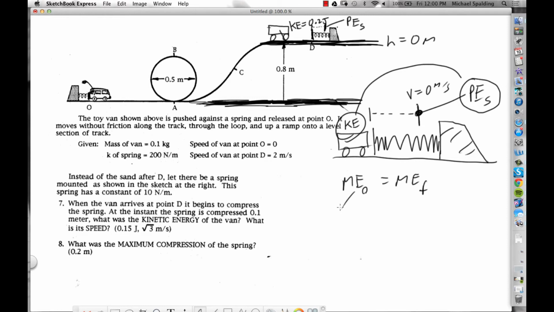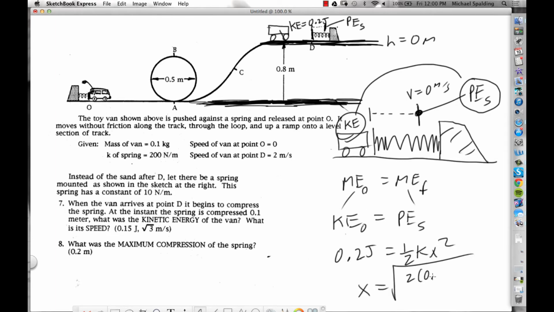What type of mechanical energy do we have before the van hits the spring? We have kinetic. And then what do we have when the van is all the way smushed into the spring? Potential. All right, what was the kinetic before? 0.2. And then that equals 1/2. The equation for potential of spring is 1/2 kx squared. And now we can solve for x. 2 times 0.2 joules over k, which is 10 Newton per meter. So this gives an x equal to 0.2.